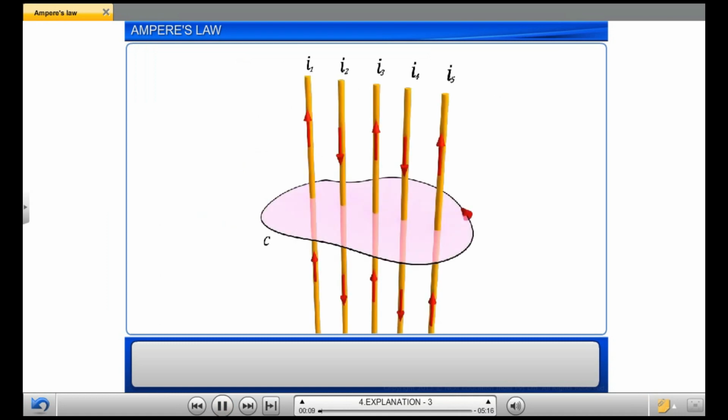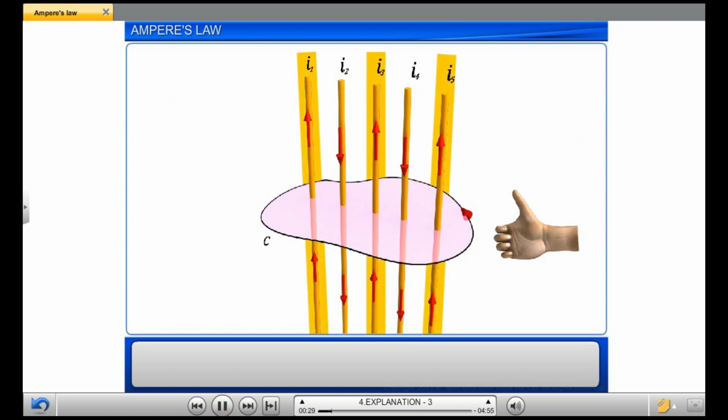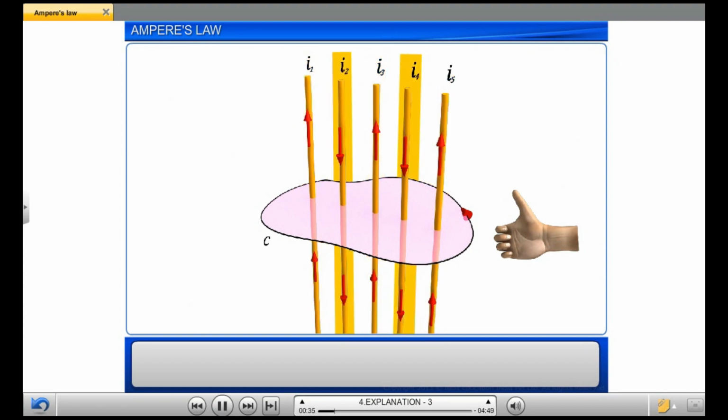Let us consider multiple current-carrying conductors enclosed by an Amperian loop. Using the right-hand thumb rule, we can assign signs to these currents depending on the direction of their flow. Curl the fingers of the right hand along the arrow mark on the curve. Then, the currents along the direction of the stretched thumb are considered as positive, and the currents in the direction opposite to that of the stretched thumb are considered as negative. In this example, the currents I1, I3, and I5 are positive, and the currents I2 and I4 are negative.